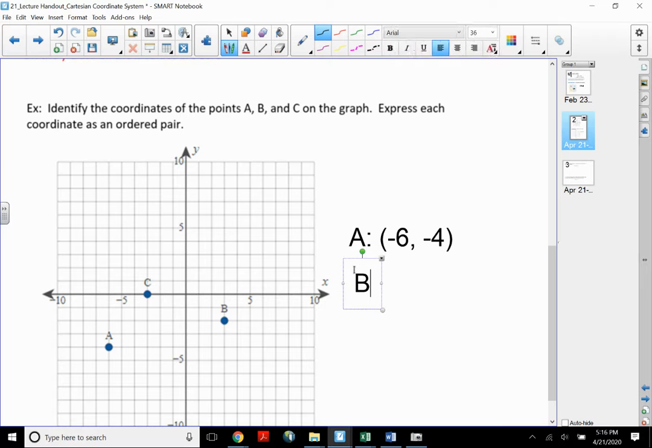Point B: you reach point B by going to the right 1, 2, 3, down 2. So that would be 3, -2.